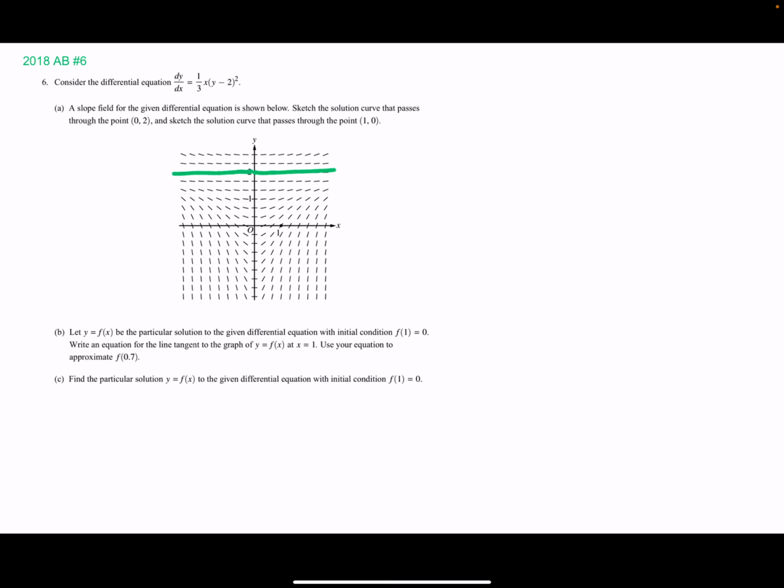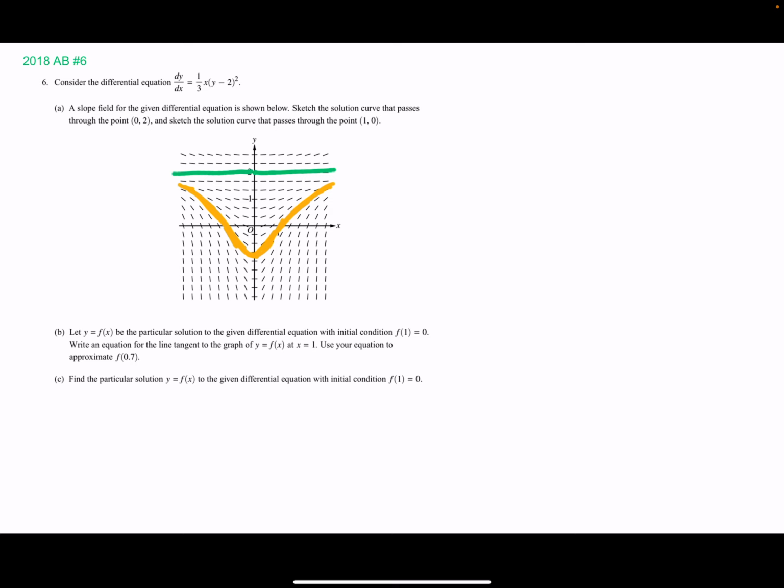The second point was the point (1, 0), and the point (1, 0) is here. On this one, I'm getting swept up this way, then swept down this way, only to get swept back up this way. It doesn't have to be perfect, it just has to follow the general flow of the field. And there are my two solution curves.